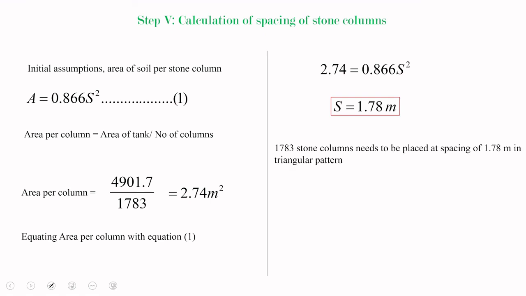Initially, s was different. So the final statement which we write down: 1783 stone columns need to be placed at a spacing of 1.78 meter in a triangular pattern. So here we have to complete this. This is the final statement for the layout. This many stone columns having this spacing.